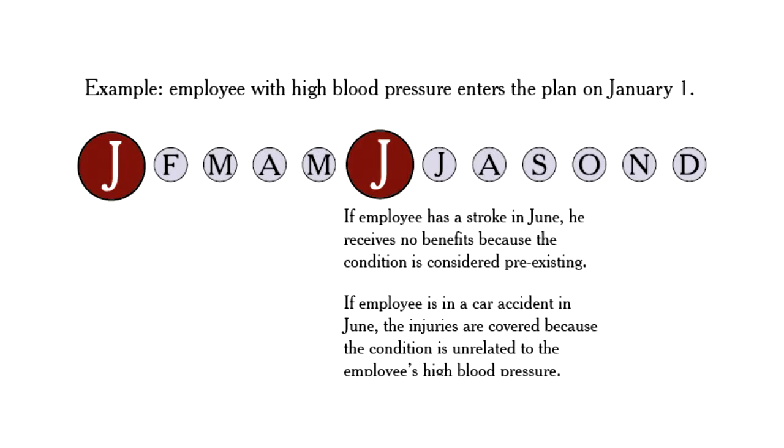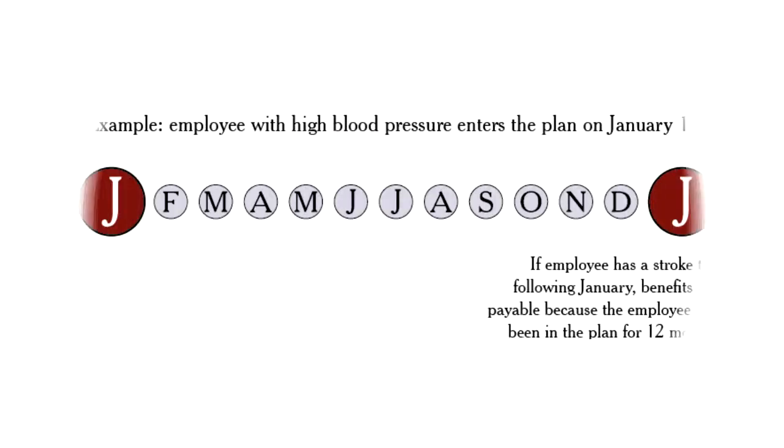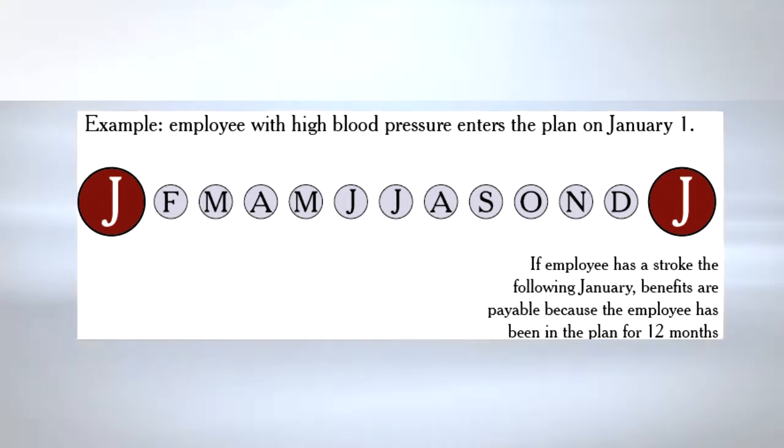Alternatively, that same employee does not have a stroke but gets in a car accident in June. Any injuries would be covered because that was unrelated to the high blood pressure and not considered a pre-existing condition. In a different scenario, if that same employee started January 1st, had been taking medication for the high blood pressure, but had a stroke the following January, benefits in this case would be payable because they had been on the plan for over 12 months.